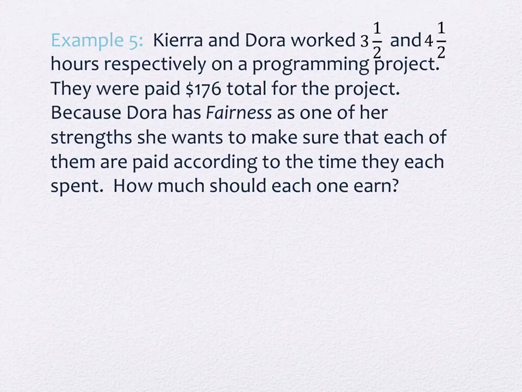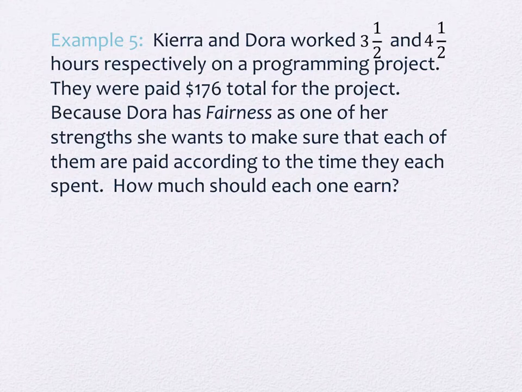Okay, but she has fairness as a strength, so she wants to make sure each of them is paid according to the time they spent. So one option is we could just split the $176. They both did part of the project and they each get the equal amount, but that would not be fair because one of them did an hour's worth more of work than the other one, right? So our goal is to split it according to the time that they worked instead of saying it's 50-50.